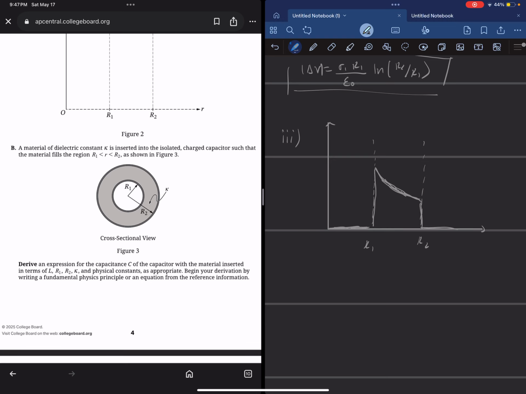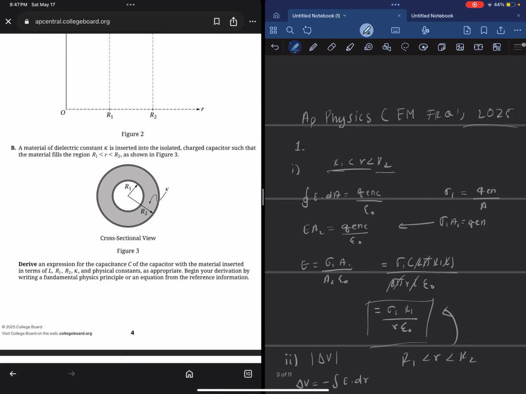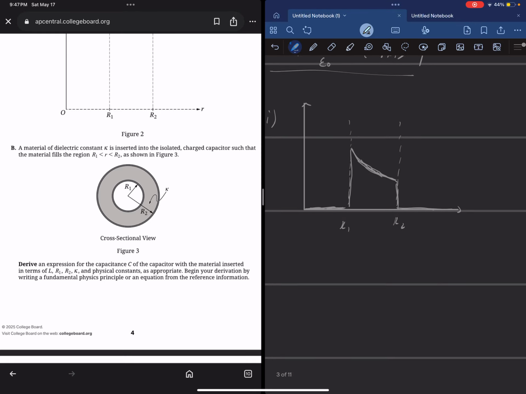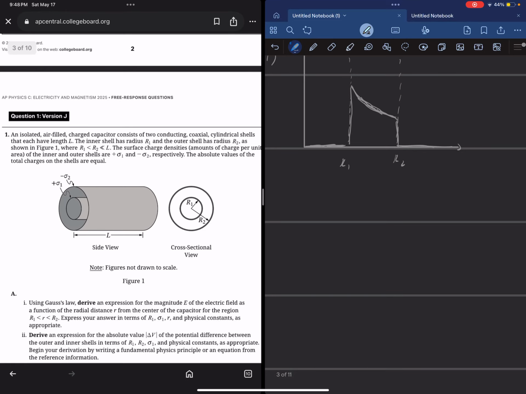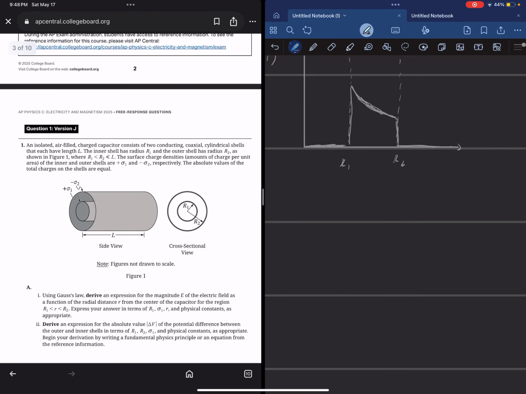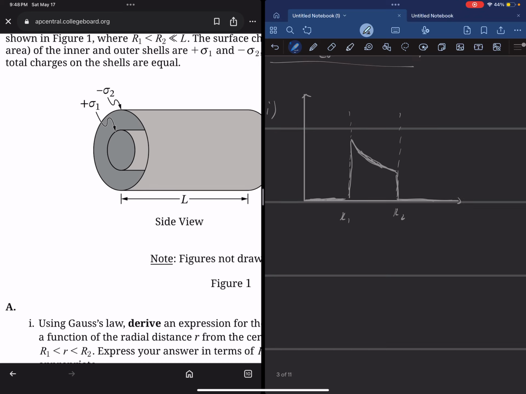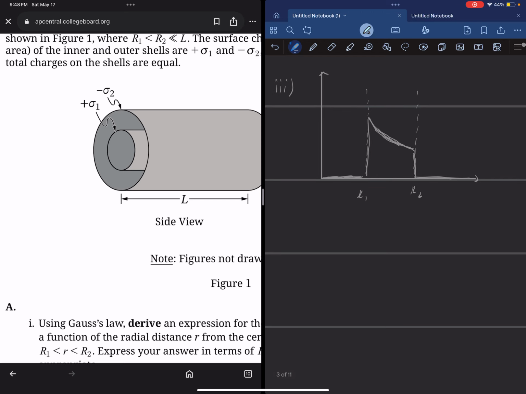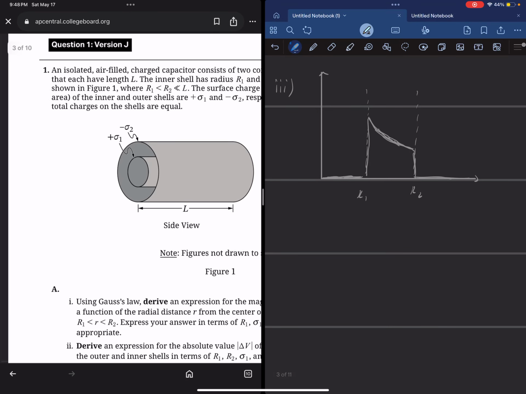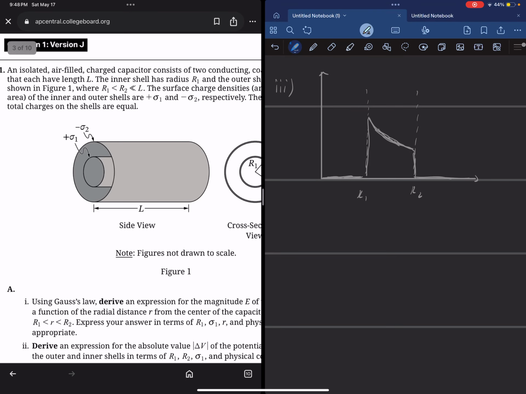And then it should be 0 beyond R2, because we found that the total charge was 0. It says that the absolute value of the charges on the shells are equal and the surface charge densities are opposite signs. That means the total charge has to be 0. If you enclose the entire thing in a Gaussian surface, that would make Q enclosed 0, so your electric field is going to be 0.